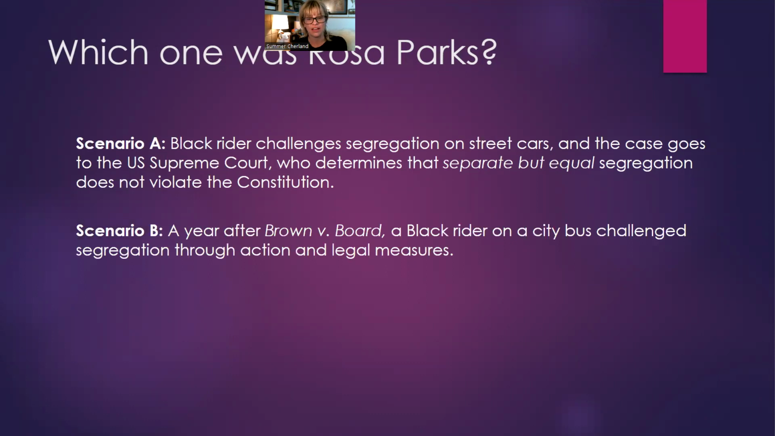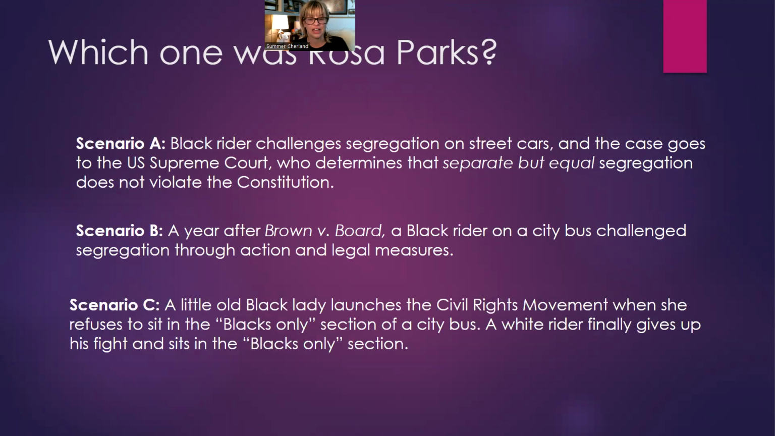Was it scenario B? A year after Brown v. Board, a black rider on a city bus challenged segregation through action and legal measures. Or was it C? A little old black lady launches the civil rights movement when she refuses to sit in the blacks only section of a city bus. A white rider finally gives up his fight and sits in the blacks only section.